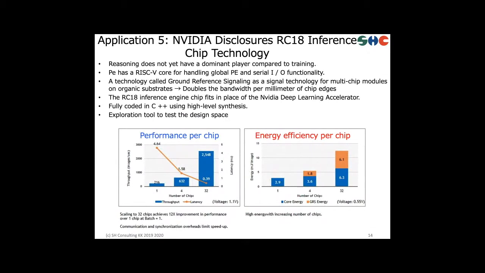Another thing is that NVIDIA disclosed the RC18 inference chip. This is for AI, and it shows great performance per chip and energy efficiency per chip.